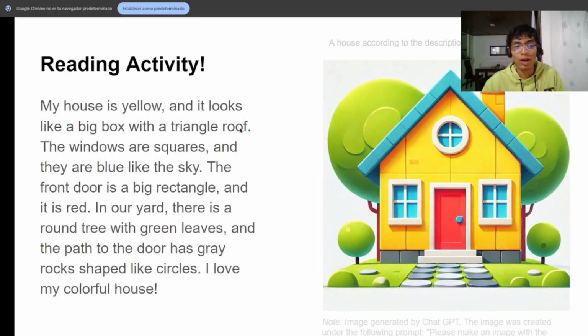So right now, what we are going to do is a small reading activity. You will be reading this small text that we have here. It's going to be describing a house, and after you read it, you're going to answer a couple of questions. Okay? So take a look at it, and we will answer the questions.